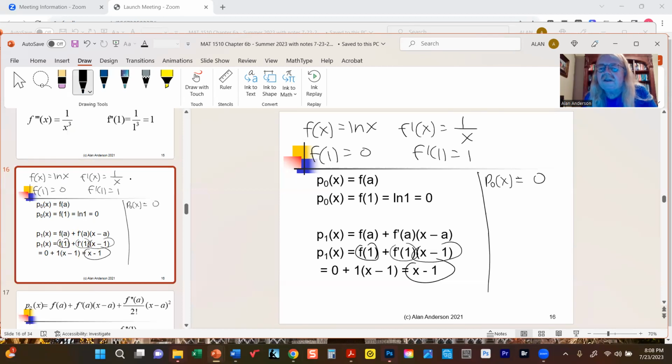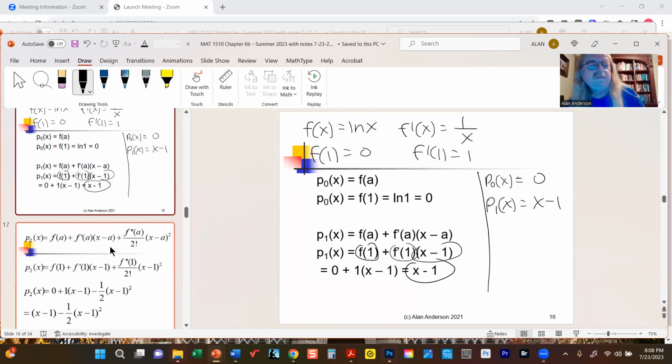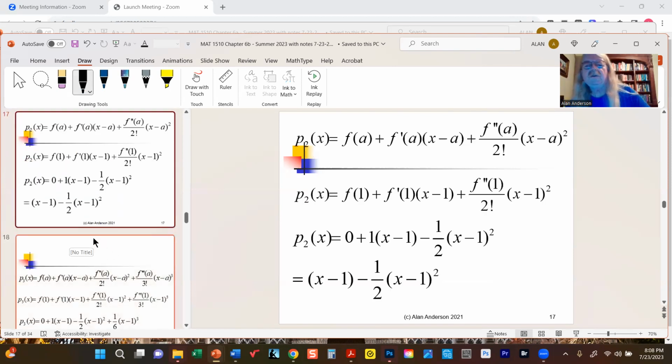That's obviously not going to do us any good. The first Taylor polynomial is a linear function, x minus 1, which will not do a horrible job of approximating this function, but it's not the best. What about the next two Taylor polynomials? All right, so we need, as you can see, f of 1 plus f prime of 1 times x minus 1, plus f double prime of 1 over 2 factorial times x minus 1 squared. And we just got through showing that f of 1 is 0, f prime of 1 is 1. What about f double prime of 1?